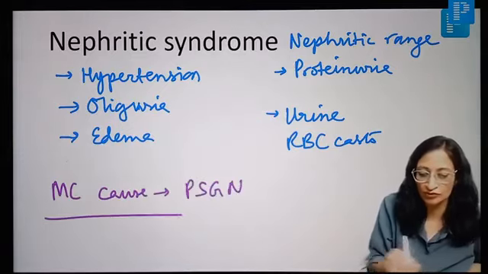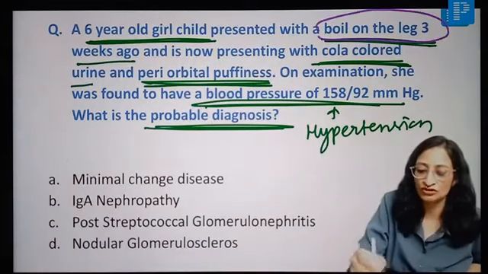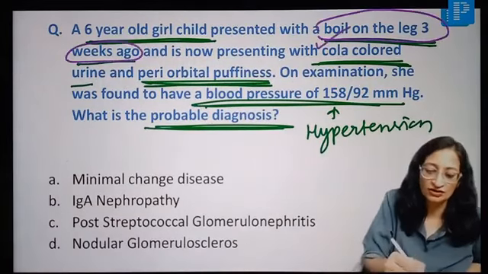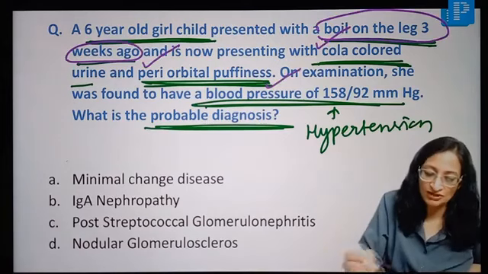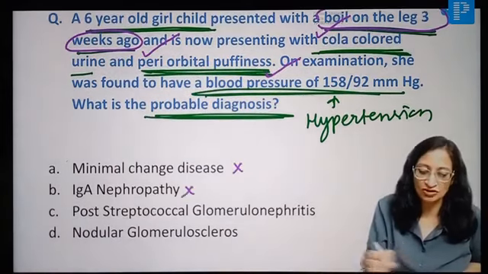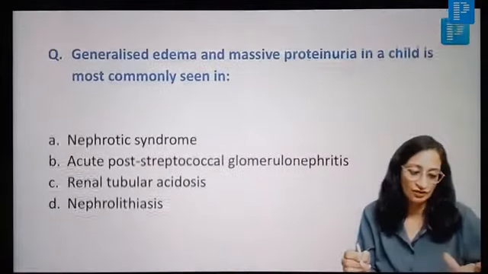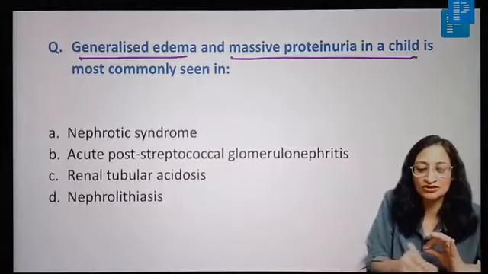The most common cause of nephritic syndrome in children is PSGN, or post-streptococcal glomerulonephritis. So coming back to our question, you can see there's a history of previous streptococcal infection, also a boil on the leg 3 weeks ago. The child has cola-colored urine, edema or periorbital puffiness, and hypertension. So our diagnosis here is nephritic syndrome, and the most common cause is not minimal change, not IgA nephropathy, it is post-streptococcal glomerulonephritis, in children.